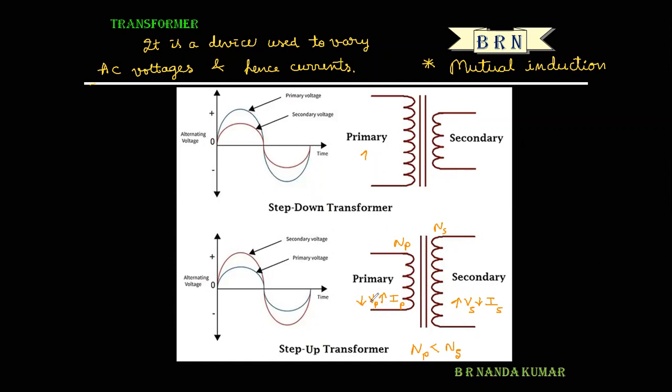VP means the primary voltage. Look at this graph. This is the time varying primary voltage, and this one is the time varying secondary voltage. Here the secondary voltage is more as compared to the primary voltage, right? So what is the meaning of step up? A step up transformer is a device which converts low alternating voltage at higher current into high alternating voltage at lower currents, or simply it increases the alternating voltage by decreasing the alternating current.